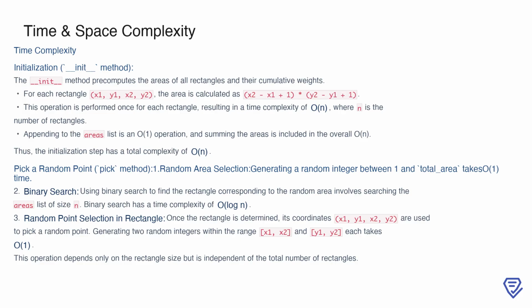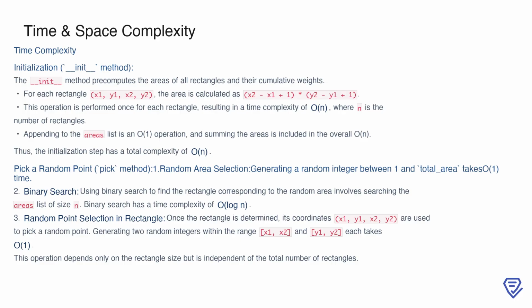Here, we analyze the time complexity of our solution. During this step, we calculate the area of each rectangle using the formula (x2 - x1 + 1) * (y2 - y1 + 1). Since this operation is performed once for each rectangle, and there are n rectangles, the time complexity for this part is O(n). Since the list contains n elements, this search is performed in O(log n) time.